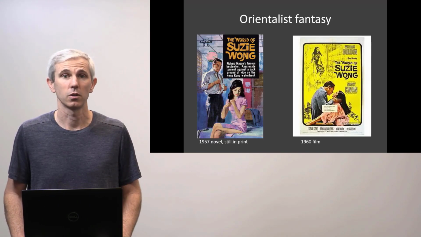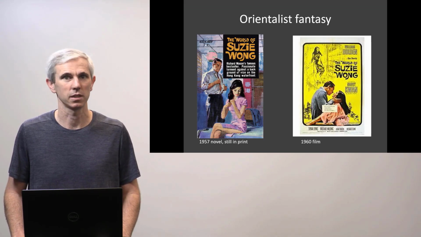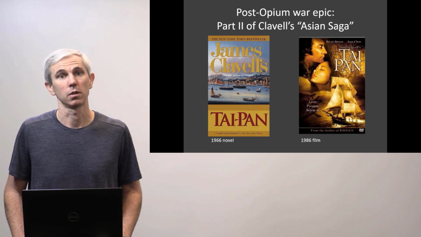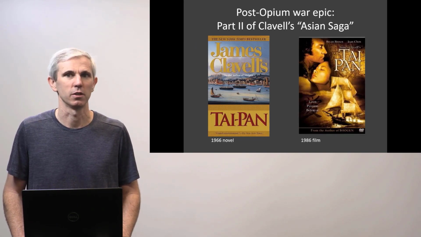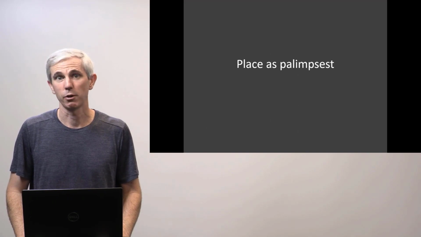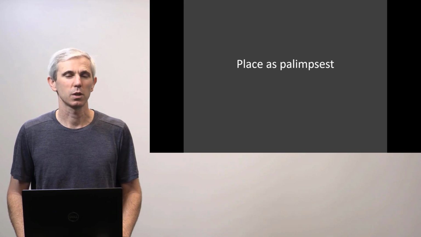Literary imaginings of Hong Kong have also been shaped by works like The World of Suzie Wong, this Orientalist sexual fantasy, as well as epic works of historical fiction set during the colonial era, such as James Clavell's Taipan. So Hong Kong's literary sphere is a palimpsest, and some of that literary imaginary, like the Suzie Wongs, is very hard to erase. But we could look at the place of Hong Kong itself as a palimpsest in a broader sense.